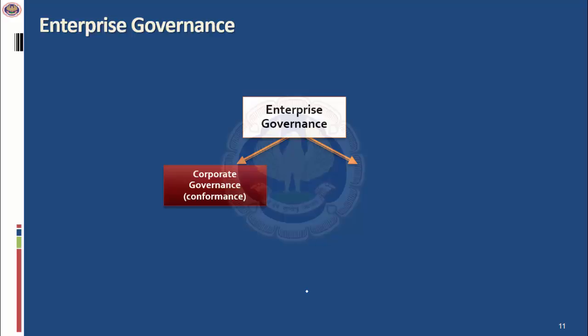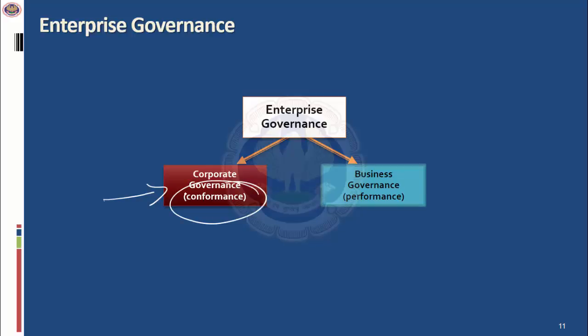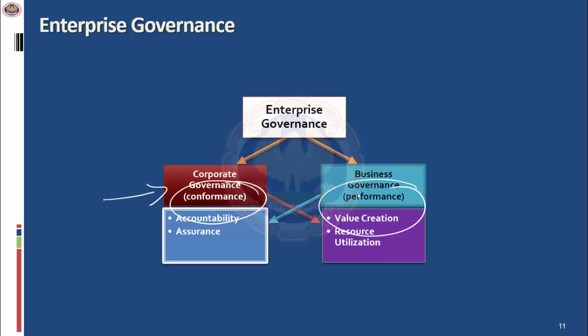Let's look at enterprise governance. Enterprise governance has two dimensions. The first one is about conformance, which means the organization has to comply with the regulatory requirements as required. You also need to ensure that governance enables the enterprise to achieve performance, because fundamentally enterprises are started to perform, to provide value to the stakeholders. So conformance deals with ensuring that you comply with the requirements, and business governance deals with the value creation or the resource utilization. So you also need to ensure accountability and assurance.